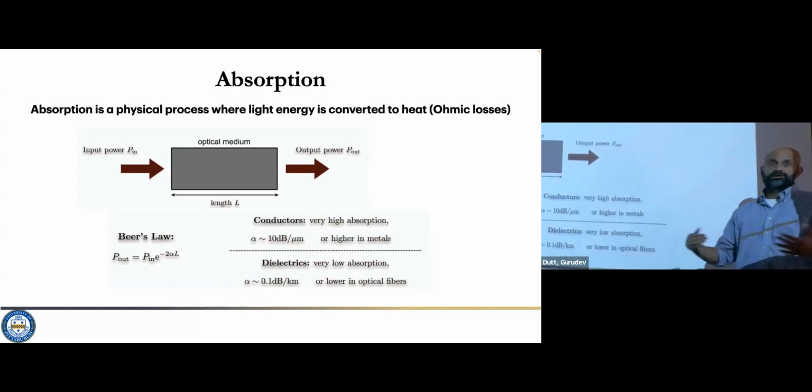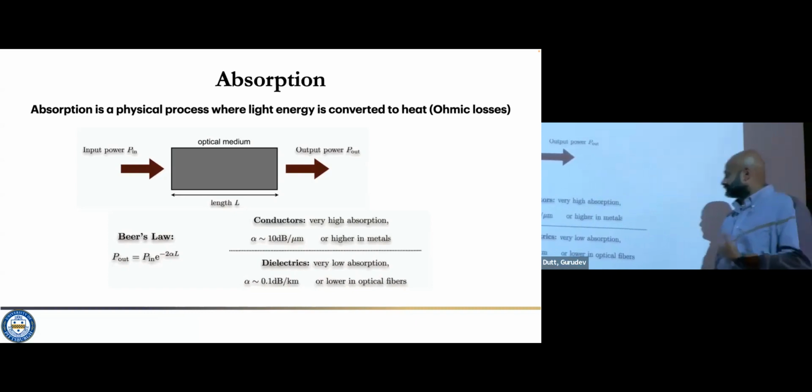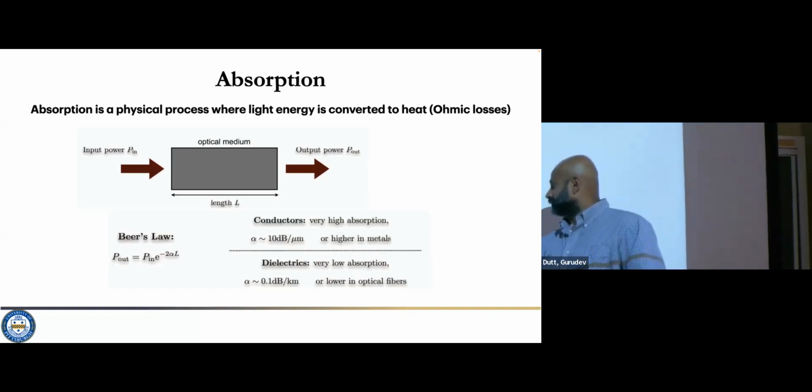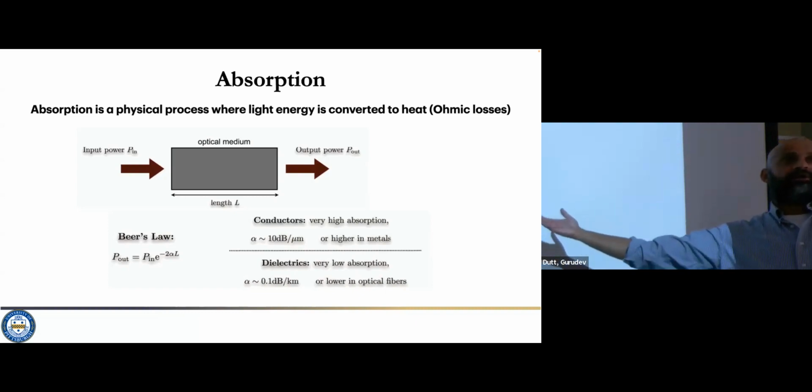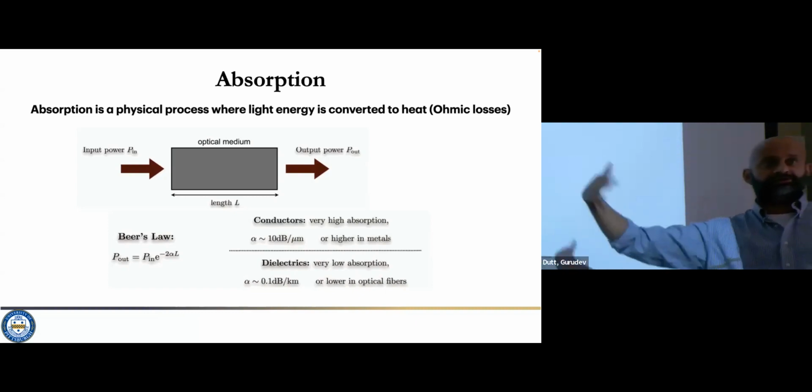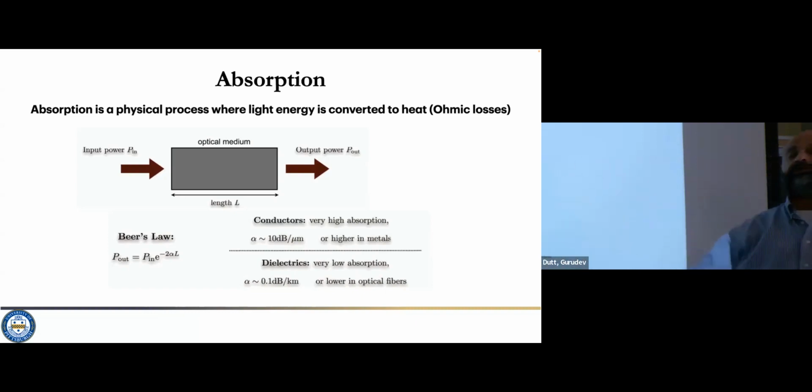So for conductors, and many metals are very good conductors, there is very high absorption. This is why you don't see light going through a metal. It just reflects off the metal. So alpha is on the order of 10 decibels. Decibels is just a logarithmic way of describing that factor alpha. So it's like a factor of 10, basically 10 dB for every micron. So for every micron, the light power decreases by a factor of 10. So you can see within a few lengths of 1 over alpha, 1 micron is a factor of 10, 2 microns will be a factor of 100, and so on and so forth.